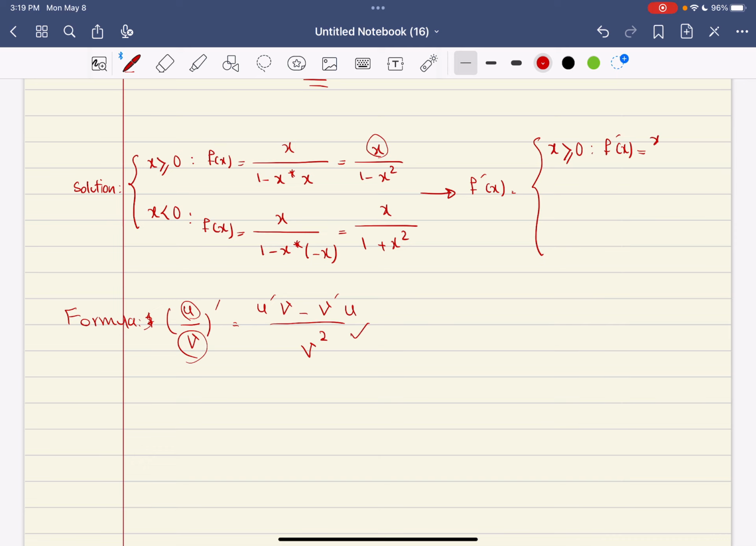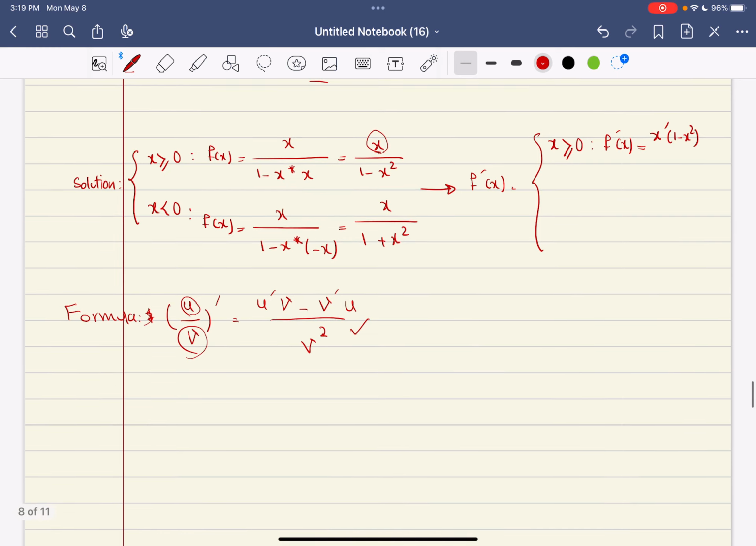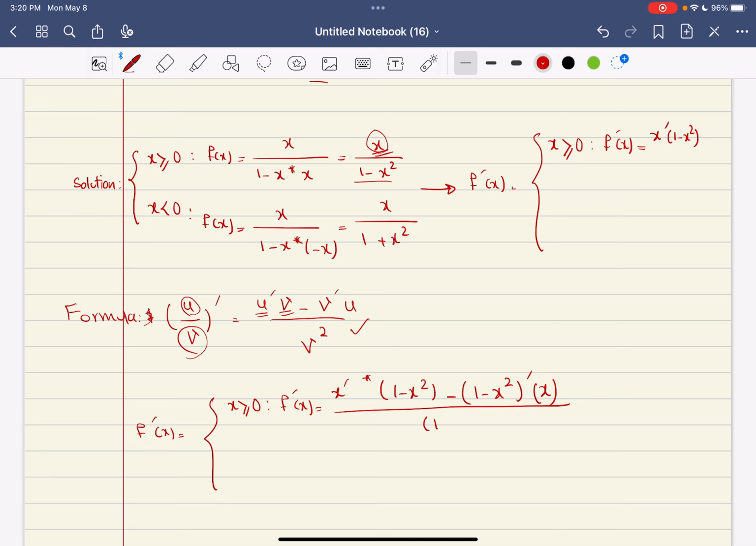U prime, or x prime, times v, or here, minus v prime, or (1 minus x to the power of 2) prime, times u, or x, over v to the power of 2, or (1 minus x to the power of 2) to the power of 2.